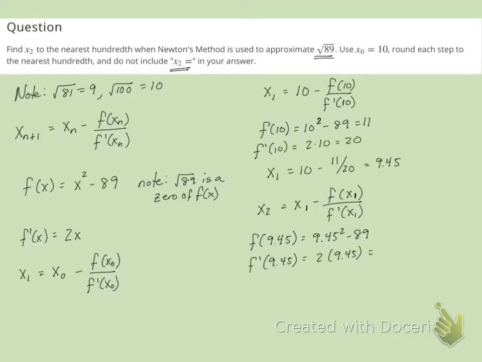And I did not find these values ahead of time, so let me throw these in the calculator quick. So 9.45 squared minus 89 gives me 0.3025, and 2 times 9.45 is 18.9. So that means that x sub 2 is going to be 9.45 minus 0.3025 over 18.9. And if you put this in your calculator, you will get 9.43. And again, notice that the answer we're getting is between 9 and 10.